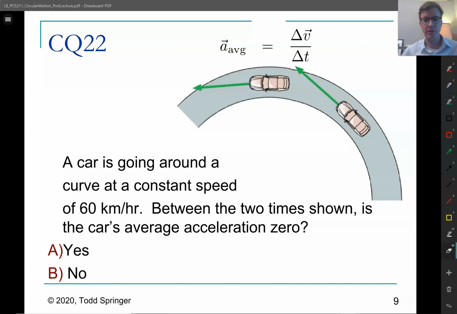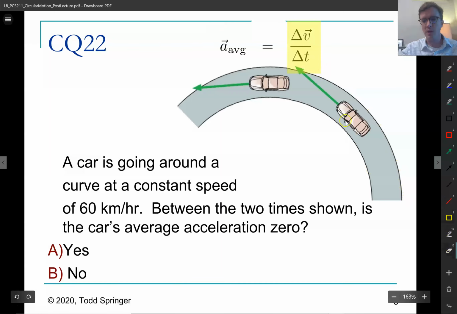So hopefully you have committed to one of these answers by now. If you haven't, pause the video and make sure you have a guess. Okay. So the key point here is that acceleration is the change in velocity divided by the change in time.